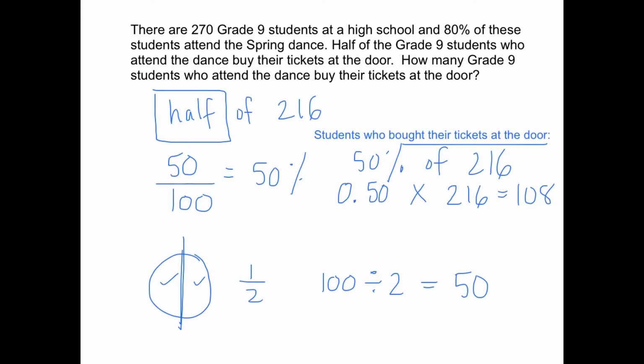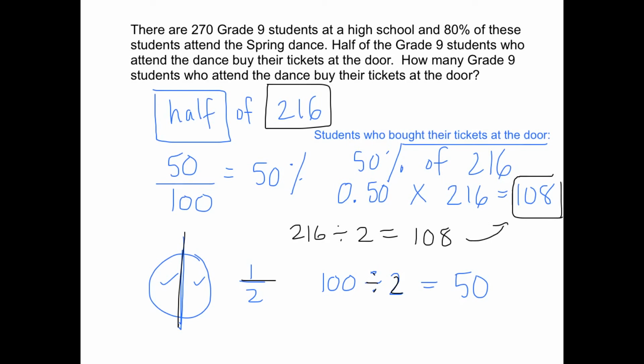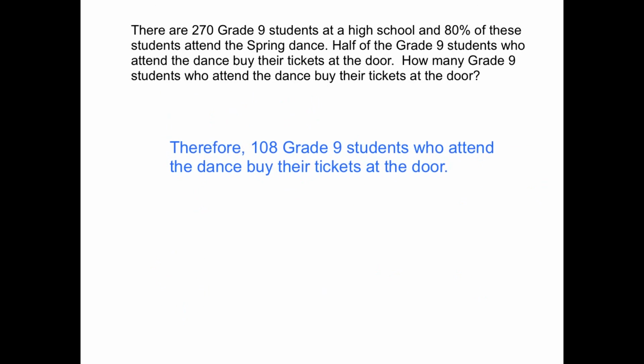Well, do you think that number makes sense? If there are 216 students total that attended the dance, is 108 half of 216? What's another way that we could have checked this answer? Well, let's take 216 and divide it by 2, since we know that when we need to cut something in half, we divide it by 2. 216 divided by 2 gives us 108, just like we found earlier. Therefore, 108 grade 9 students who attend the dance buy their tickets at the door.